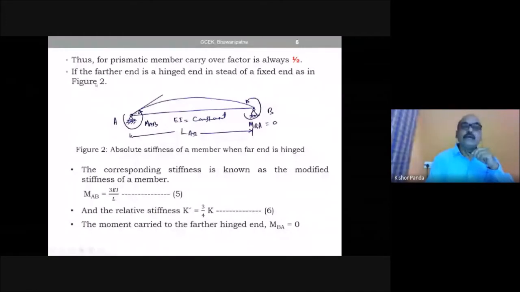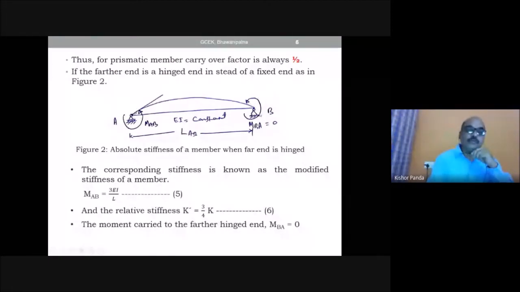Now let us take the case where the further end is a hinge. In the previous case, the further end was fixed, but here the further end is a hinge. For this case, the corresponding stiffness is known as the modified stiffness of a member. So this stiffness M_AB is equal to 3EI by L. Because the far end is hinged, you have to take the stiffness as 3EI by L. M_BA is equal to 0.